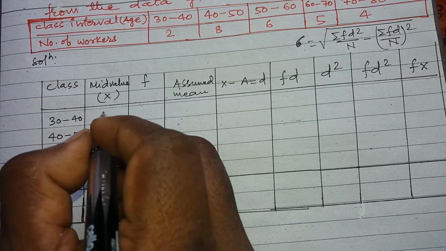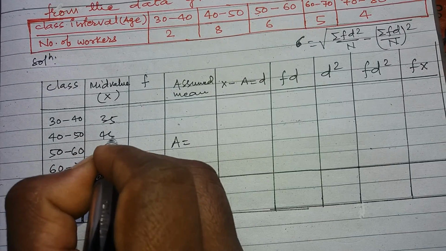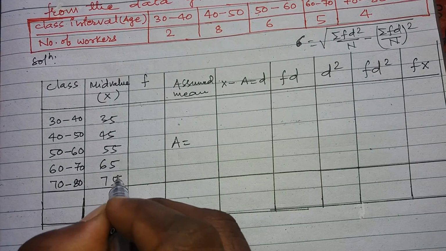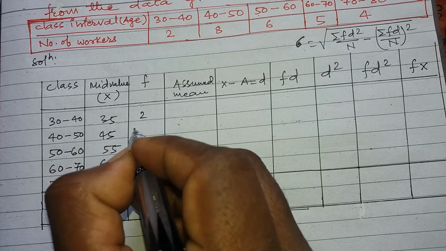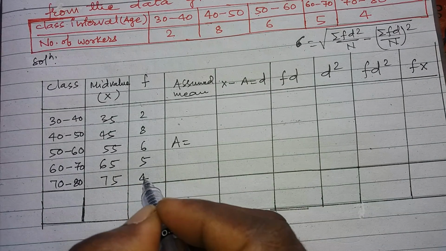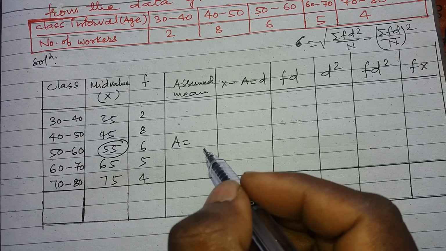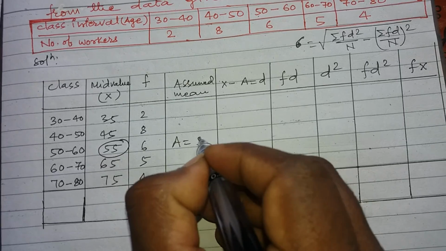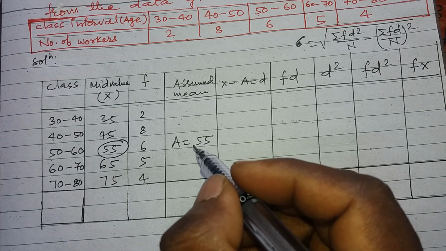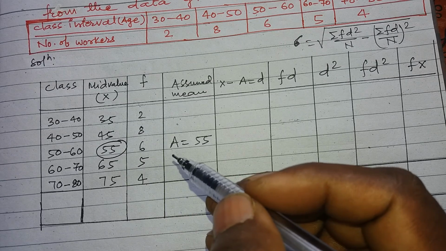The midpoint of 30 to 40 is 35. Similarly, I am going to write the midpoint of each of the groups: 45, 55, 65, and 75. Its frequencies are also given: 2, 8, 6, 5, and 4. Students, for the assumed mean we almost always select the middle value of x. So 55 is here. We have supposed the assumed mean is 55. Any value can be supposed. You can suppose the first, or the last, or you can suppose 0.